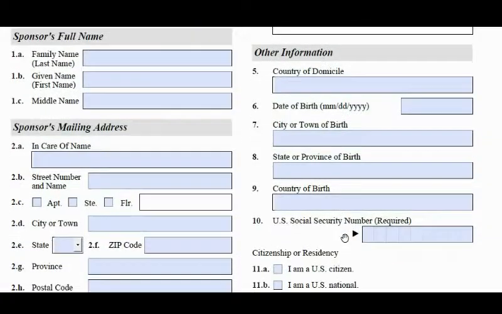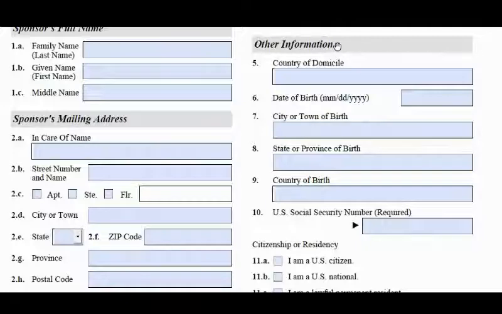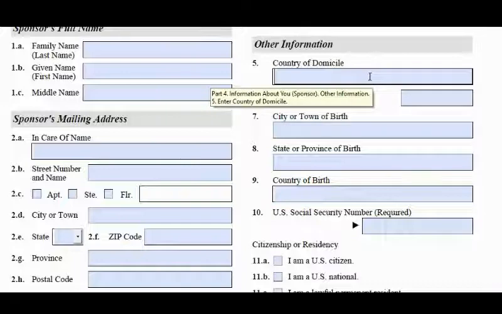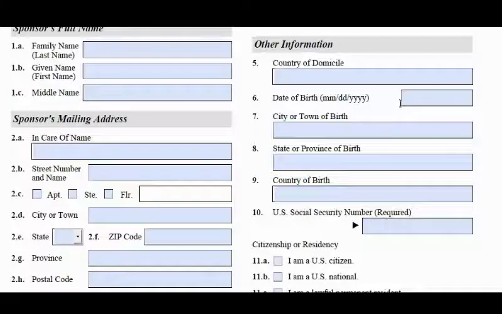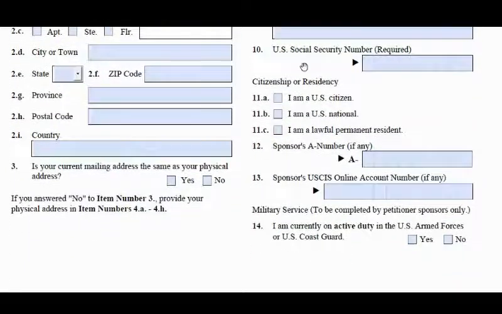Then from there we're going to move to 5, which is other information. Over here on 5 it says country of domicile. So if you live, let's say, in Germany, then you put Germany. If you live in Jamaica, you put Jamaica. Then your date of birth, the city or town of birth where you were born, the state or province of birth, and the country of birth. If you have a Social Security number, you provide it here.